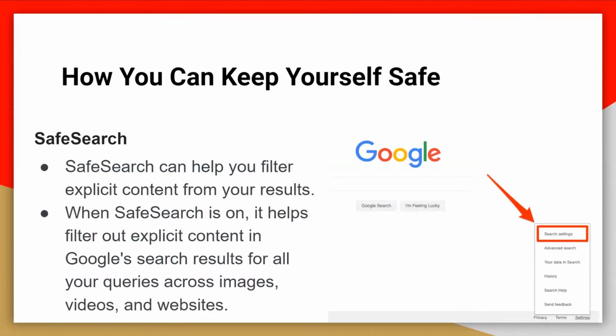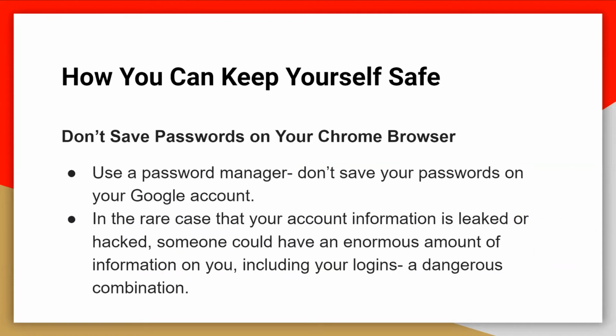So the first tip is called Safe Search. Now, Safe Search is something Google has developed that allows you to filter out explicit content when you're browsing. And this applies for videos, images, and websites, along with anything else you might be browsing on Google.